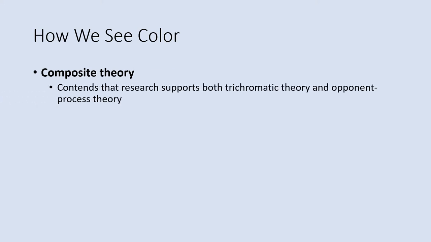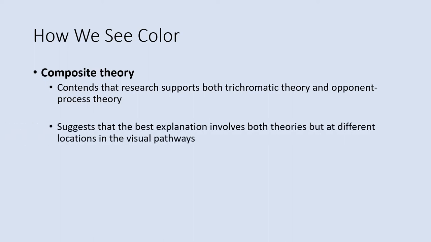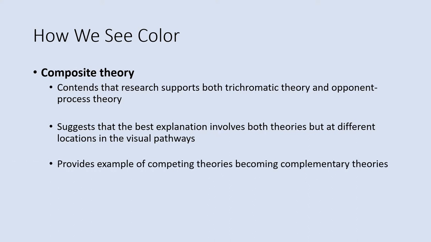Composite theory contends that research supports both trichromatic theory and opponent process theory. It suggests that the best explanation involves both theories, but at different locations in the visual pathways. Color information is processed by the cones according to trichromatic theory, but color information is also processed at the post-receptor cell level by bipolar, ganglion, thalamic, and cortical cells according to the opponent process theory. Now, this provides a good example of competing theories becoming complementary theories.